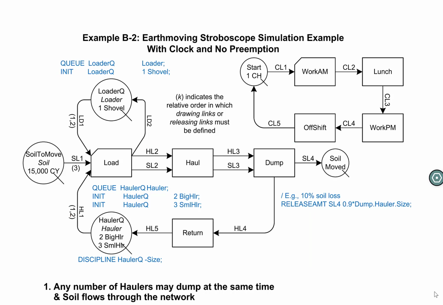In addition, this model has queues that hold characterized resources, such as a loader queue and hauler queue. Loader queue holds one loader, which in this case is a shovel. Hauler queue holds two kinds of resources, two big haulers and three small haulers.